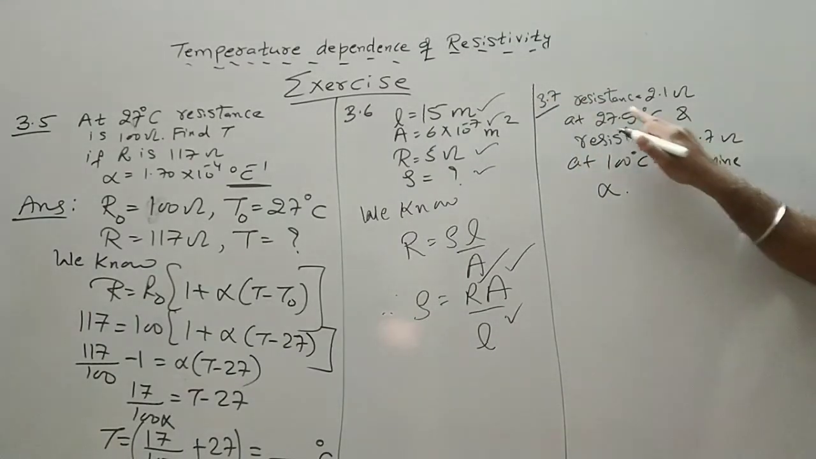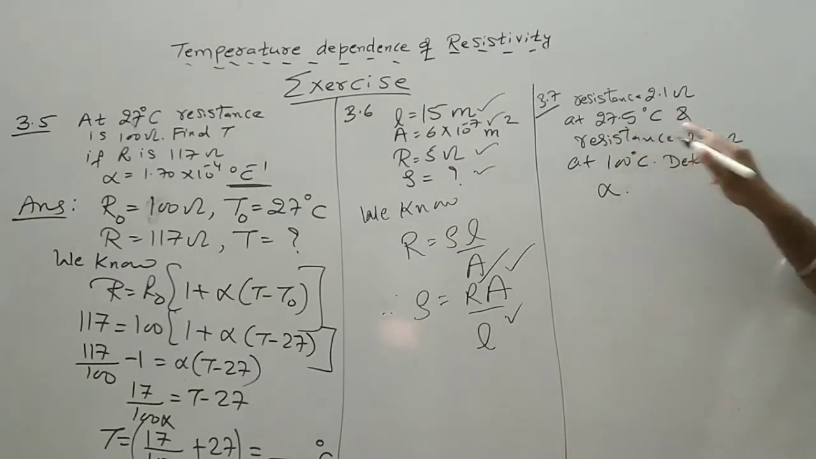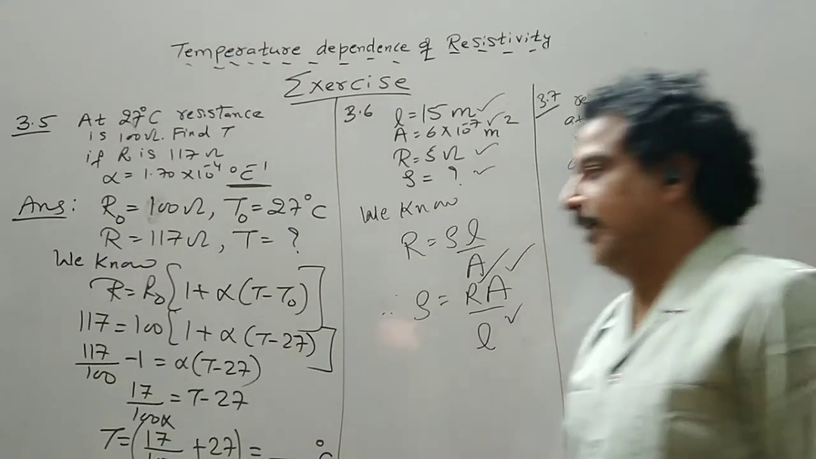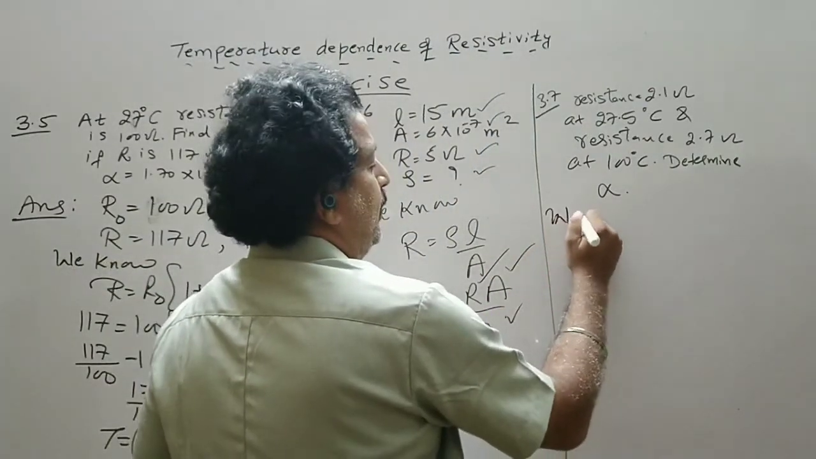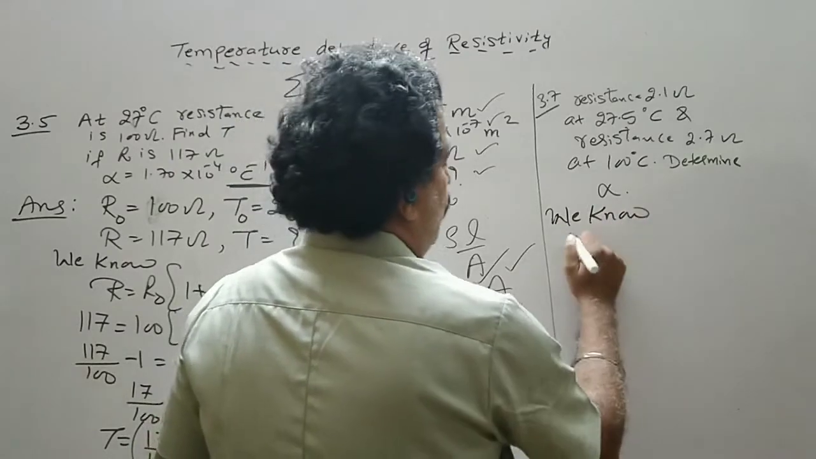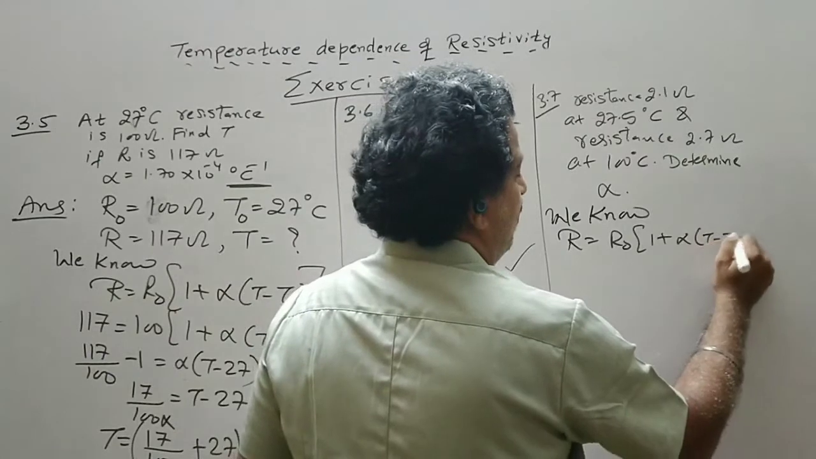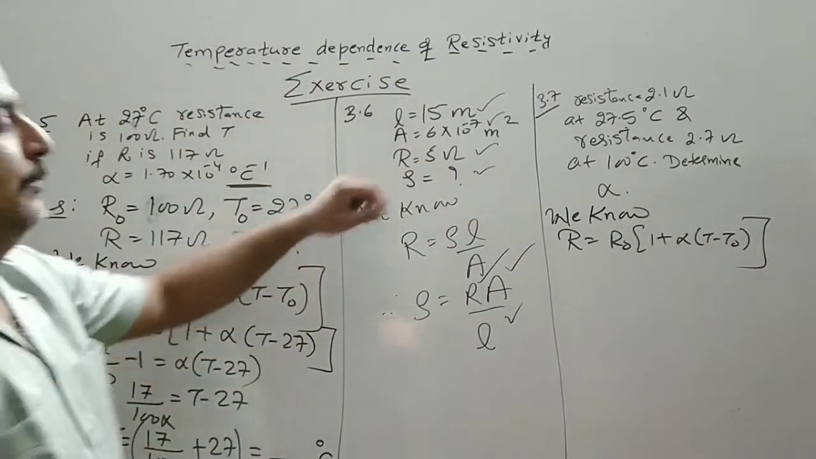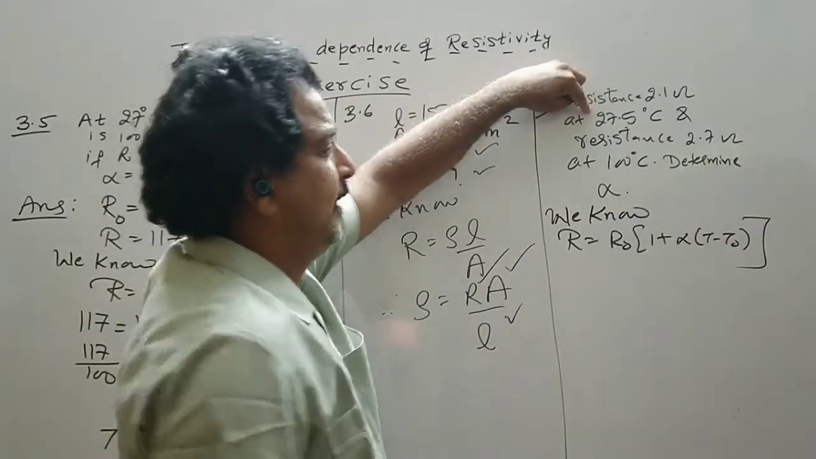Now question number 7. Again, the resistance is 2.1 ohm at 27.5 degrees centigrade, and the resistance is 2.7 ohm at 100 degrees centigrade. Determine alpha. Again you use this formula. So again it is an MCQ. We know R is equal to R naught times 1 plus alpha into T minus T naught. We take here the reference, say at 27.5 degrees centigrade.